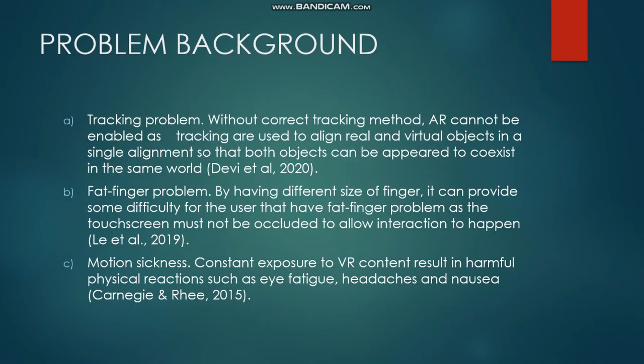So first of all, we have the problem background. First problem background, we have the tracking problem. Without the correct tracking method, AR cannot be enabled because tracking is used to align real and virtual objects in a single alignment so that both objects can appear to coexist in the same world.